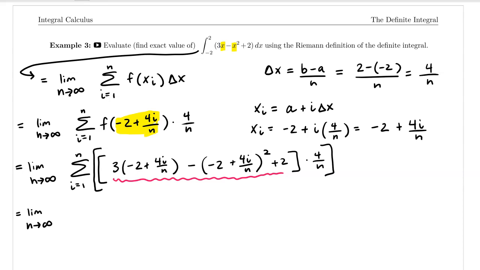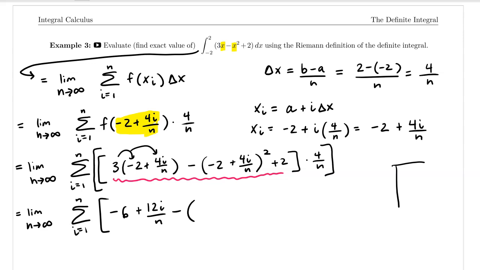So make sure that you're writing the limit at each step until you've actually evaluated the limit, and same thing with the summation. I'm going to go ahead and distribute the 3 in. So that gives me -6 plus 12i over n, and then minus, I need to square -2 plus 4i over n, and so you could either FOIL.